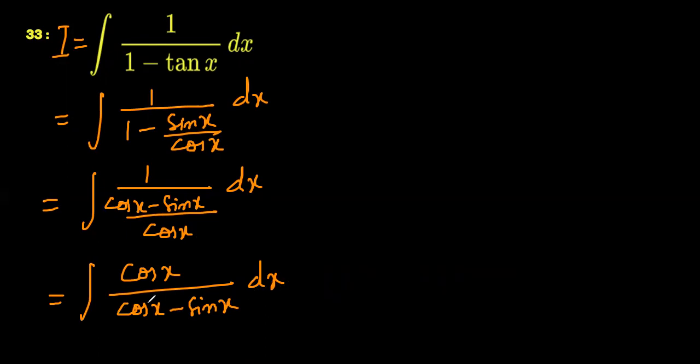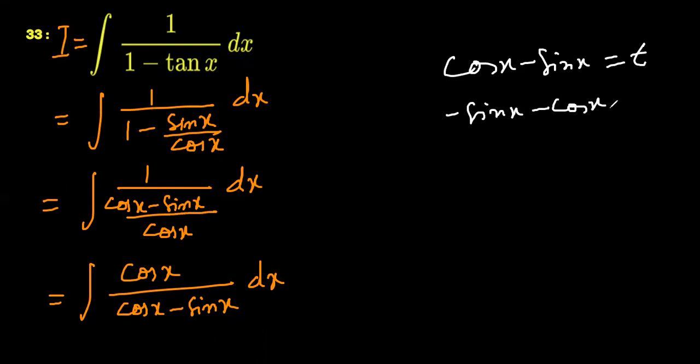Whenever you get your function in this form, your next step should be to take the denominator as t, and you should find a numerator where you get the derivative of the denominator. Here, your denominator is cos x minus sine x, and you know its derivative. Suppose you put this equal to t. Then its derivative is negative sine x, negative cos x, equal to dt. If you take negative common, sine x plus cos x. So it would be good if you could find sine x plus cos x in the numerator.